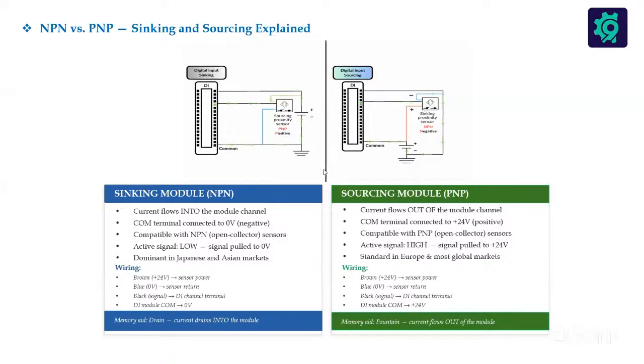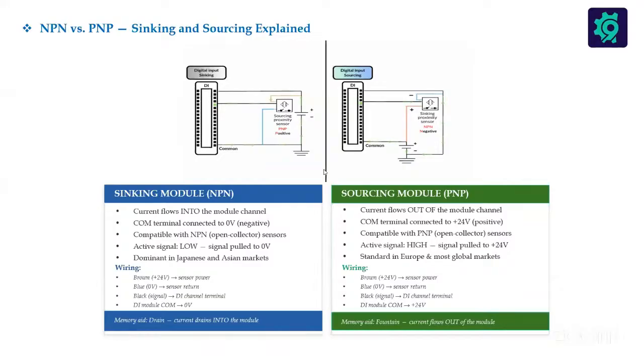If you look at the PLC, it is receiving signal from the sensor. The arrow is coming from the sensor into the PLC, which makes the PLC a sinking module, whereas the sensor itself is sourcing.